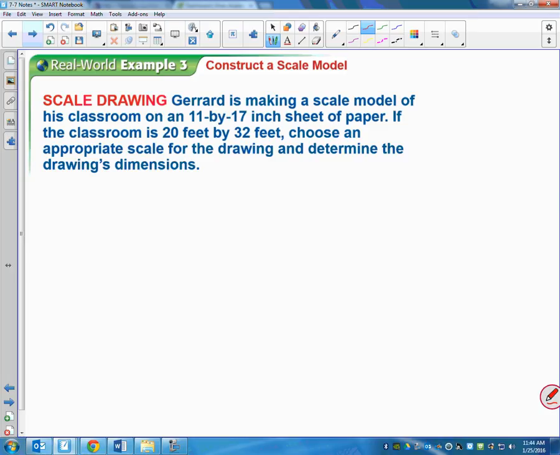Gerard is making a scale model of his classroom on an 11 by 17 inch sheet of paper. If the classroom is 20 feet by 32 feet, choose an appropriate scale for the drawing and determine the drawing's dimensions.